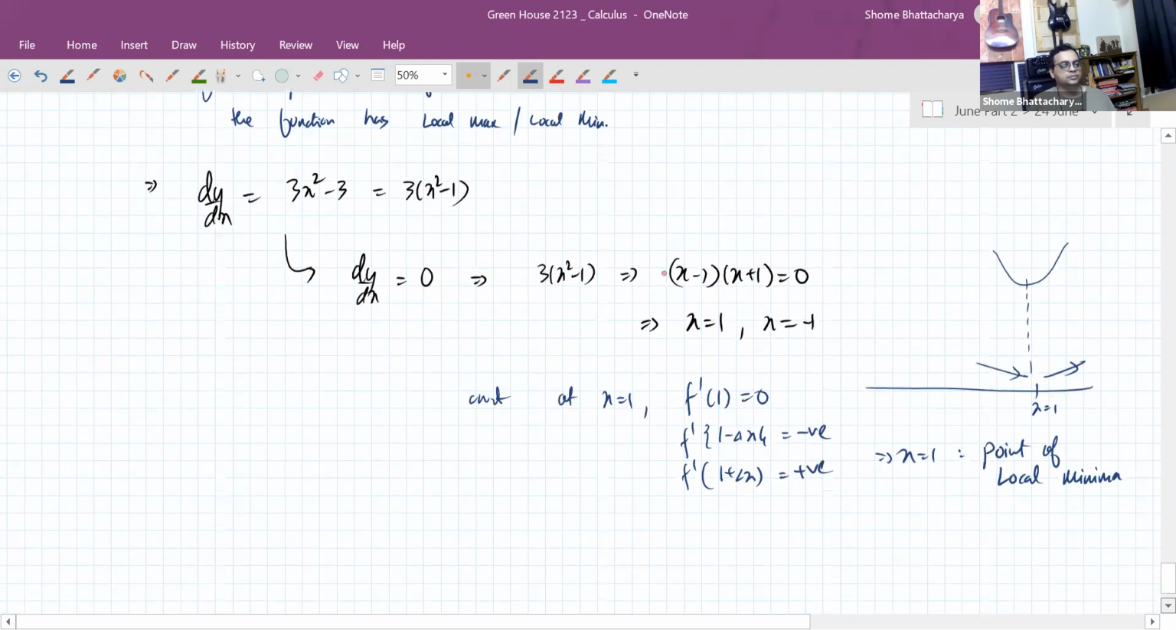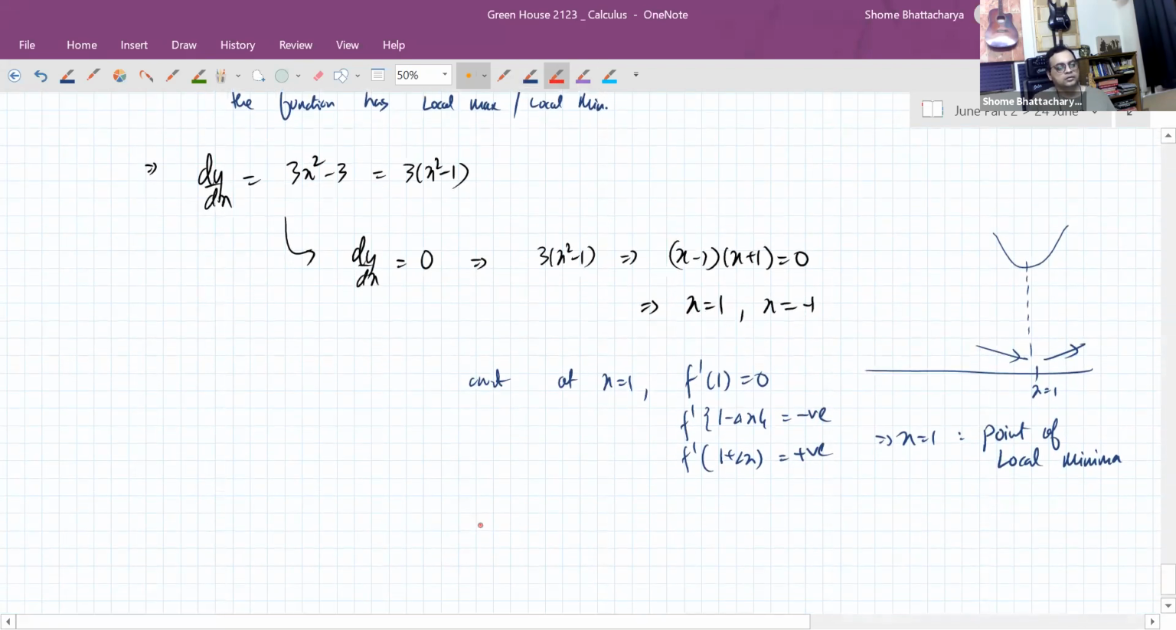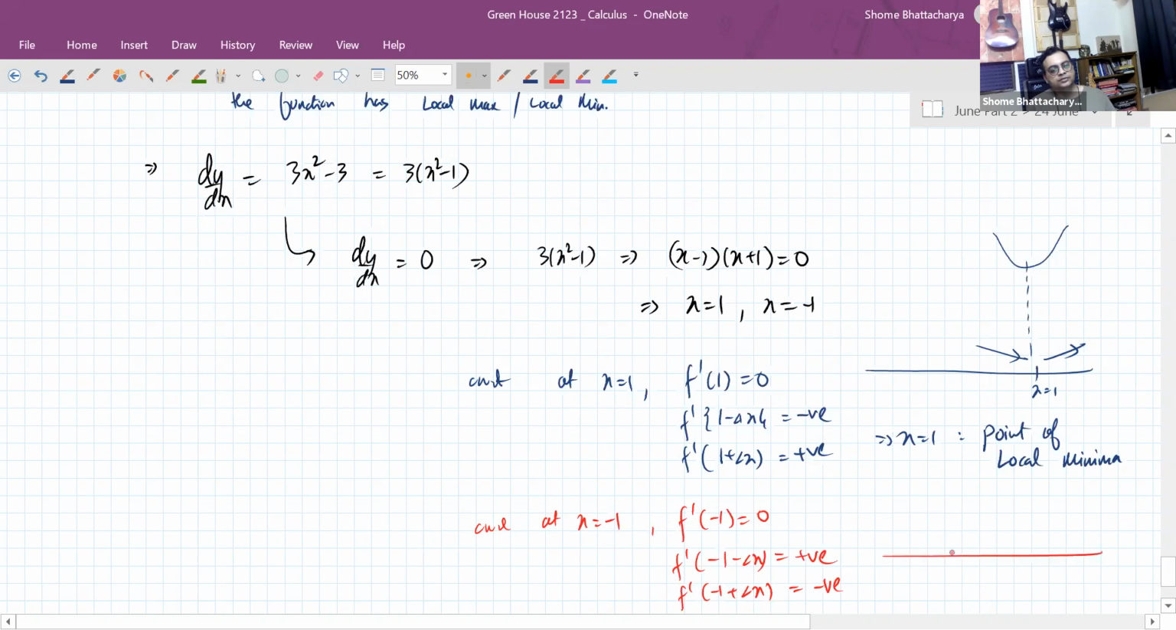Whereas the other point, x equal to minus 1, the derivative of the function at minus 1 is 0. But what about the derivative of the function at minus 1 minus delta x? It is going to be a positive quantity. Whereas the derivative of the function at minus 1 plus delta x is going to be a negative quantity. So that means at the point x equal to minus 1, the function is rising and after that it is dropping. So the function must be having a peak at that point.